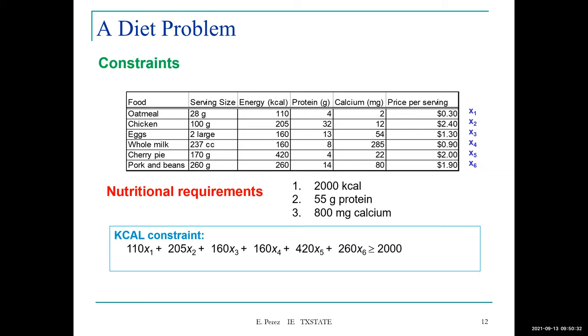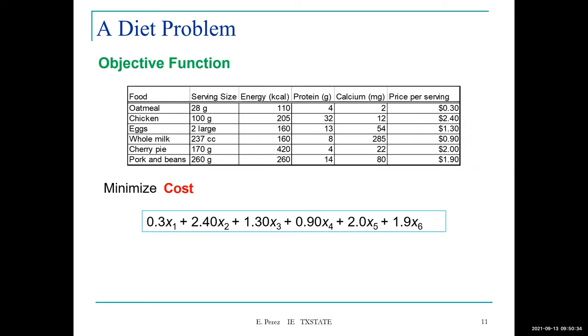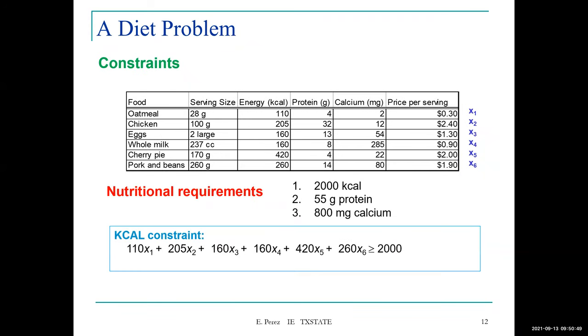Is this still the objective function? Yes, this is the objective function. Our decisions are going to be guided by this function. So this is the first constraint.